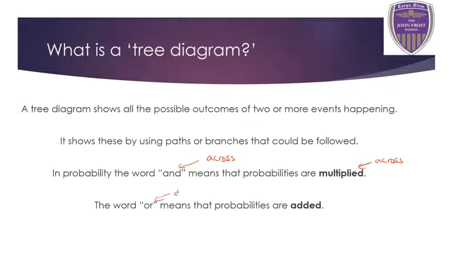Okay, and whenever we're going down the branches, that is using the "or" rule, so that means we're going to add. So a tree diagram shows possible outcomes of two or more events happening using branches. You might want to pause and just jot down anything that you think is important there, and then just press play when you're ready to move on.